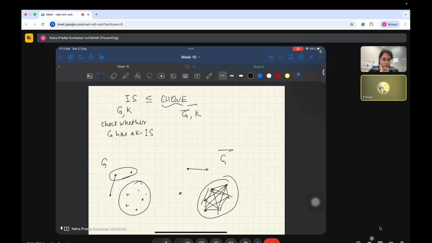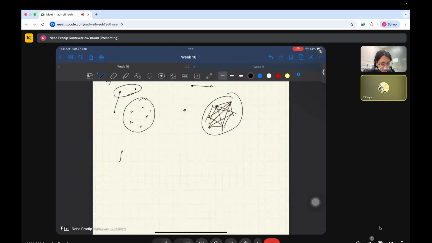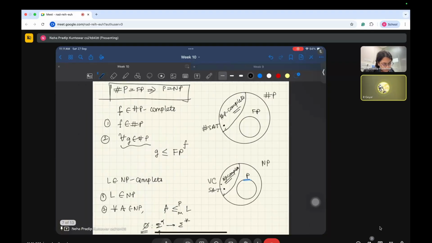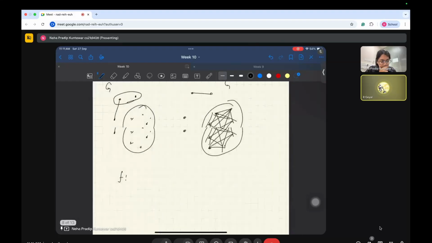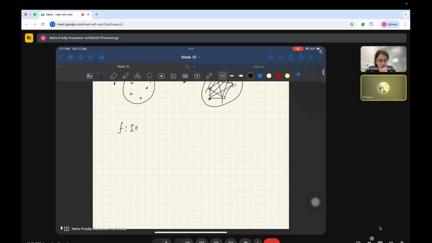Now if I have availability of the f function, which corresponds to the independent set, which is an element of #P, let us call this f. f counts the number of independent sets of size k, and then g would be another function that counts the number of cliques of size k for the inverse graph, right?